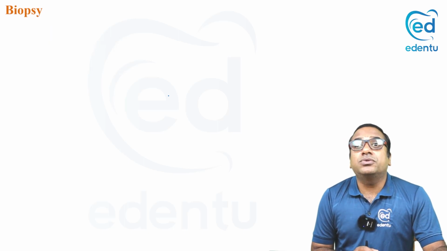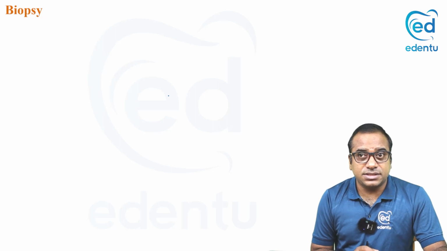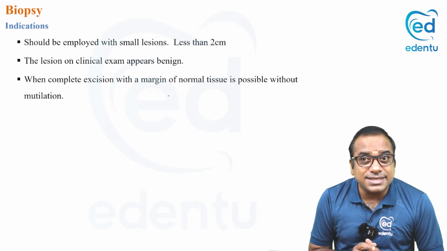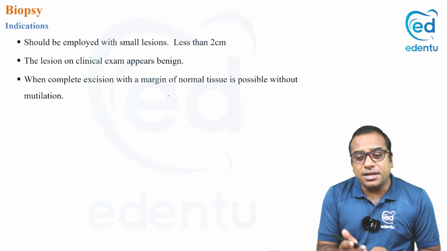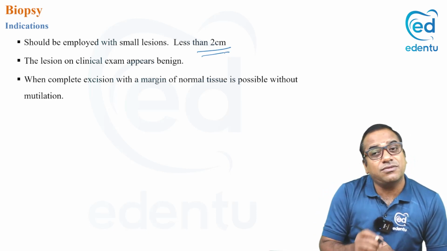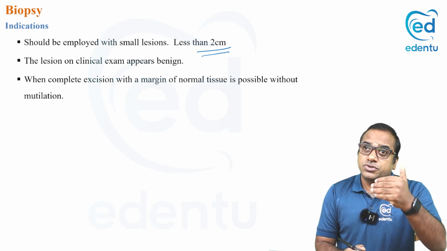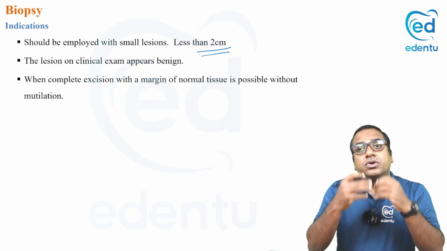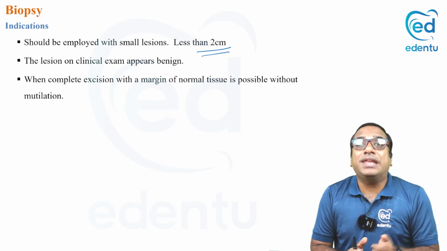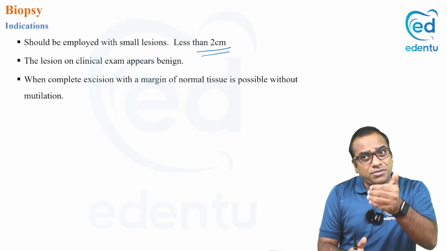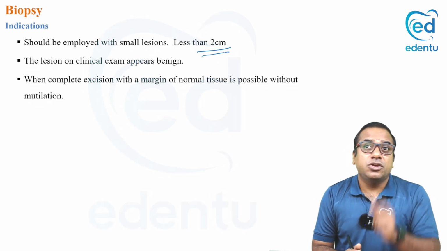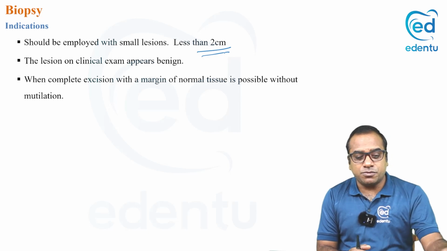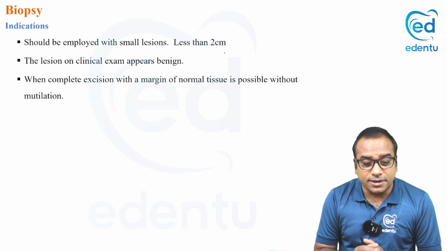So now coming to the indications for this method, excisional. You can excise anything which is less than 2 centimeter. This is very important. This is a viva question. Anything above 2 centimeter or tissue you want to remove, you can go for incisional biopsy. And whatever is below 2 centimeter, you have to go for excisional biopsy. So it should be employed for small lesions less than 2 centimeter.